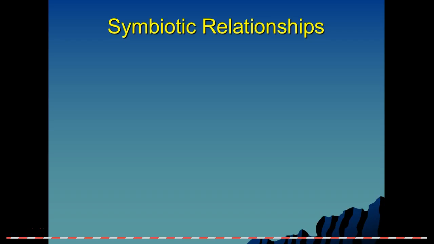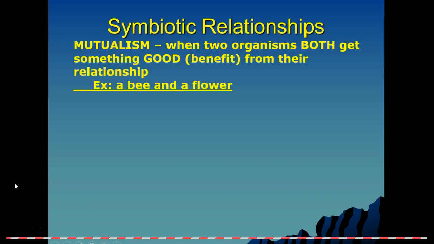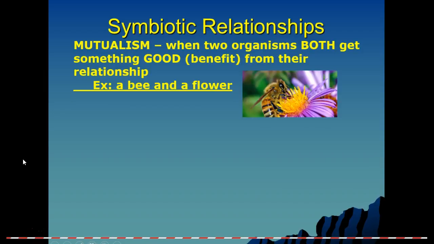We're going to quickly talk about symbiotic relationships. Symbiotic relationships are any time two organisms in different species have a special relationship together. The first type of symbiotic relationship is mutualism. Mutualism is when two organisms both get something good out of their relationship together. That means they both benefit. An example would be a bee and a flower. The bee gets the pollen it needs to make honey, and then the flower gets pollinated so it's able to reproduce.